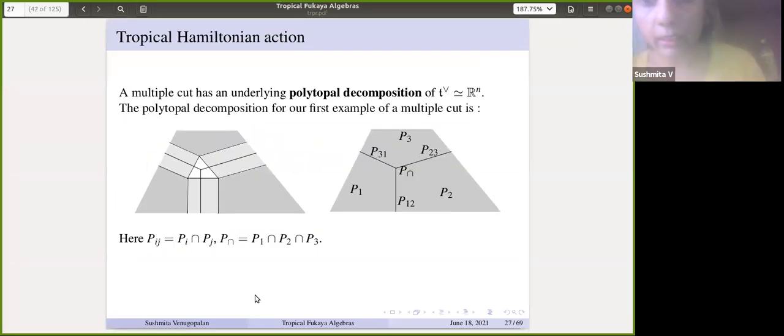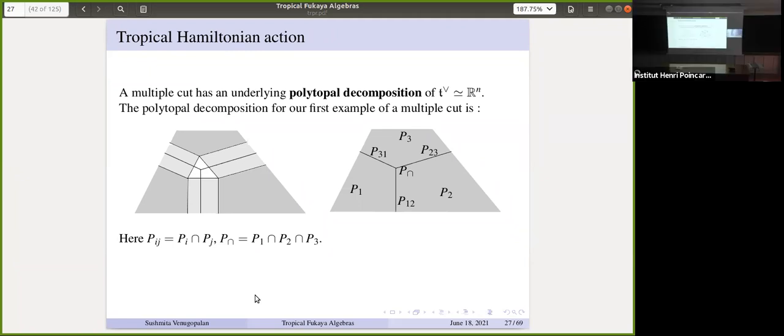So let's look at a multiple cut. This is the cut from one of our earlier slides, the definition of a multiple cut.